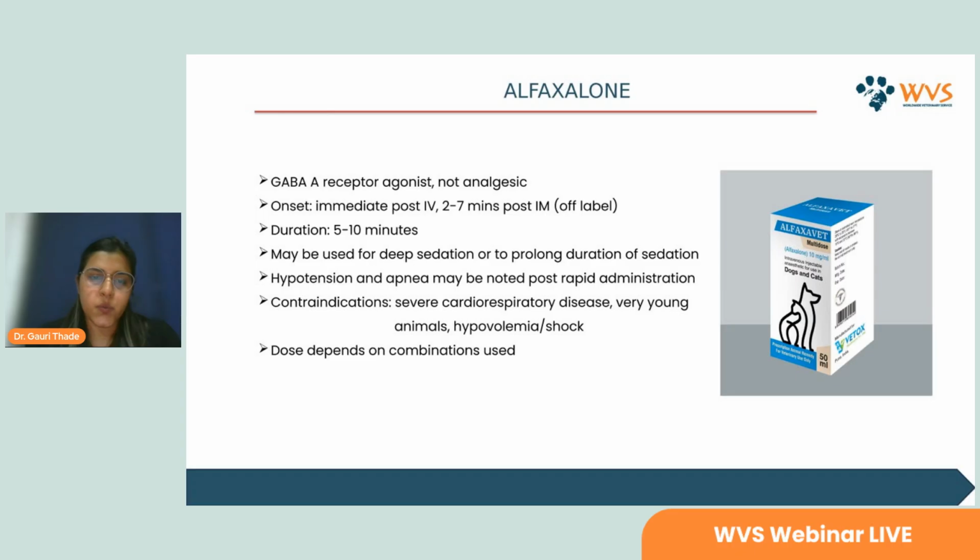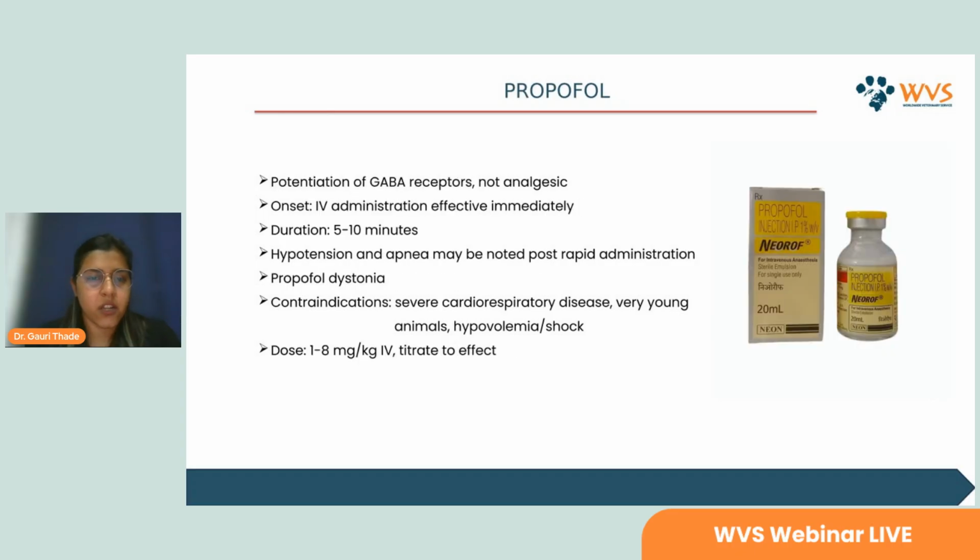Then, of course, there is propofol, very similar to alfaxalone. Only thing is, propofol can only be used intravenous, and it can be used as a top up to prolong the duration of your sedation.